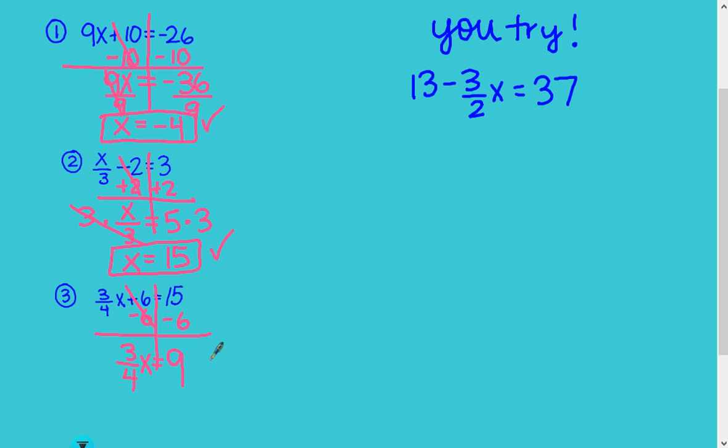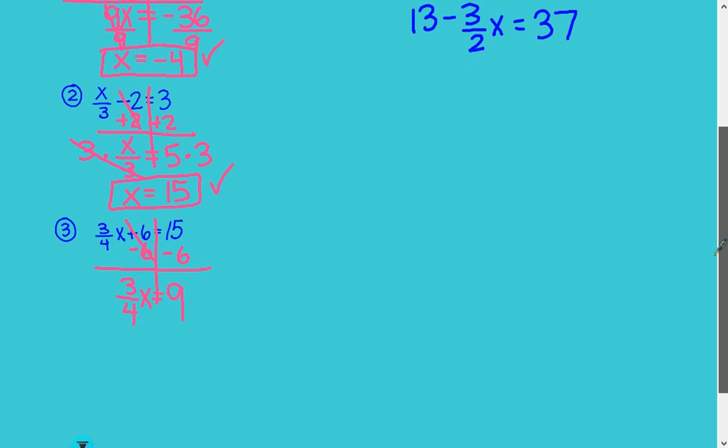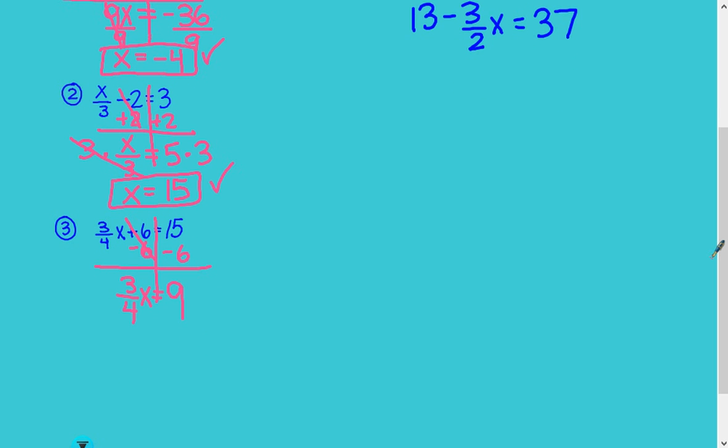3/4 times some number equals 9. Well, what's the opposite of multiplying by 3/4? That would be dividing by 3/4. As I say in class, it looks ugly on paper, but it's the same exact process that we did up here, how we got rid of that 9.